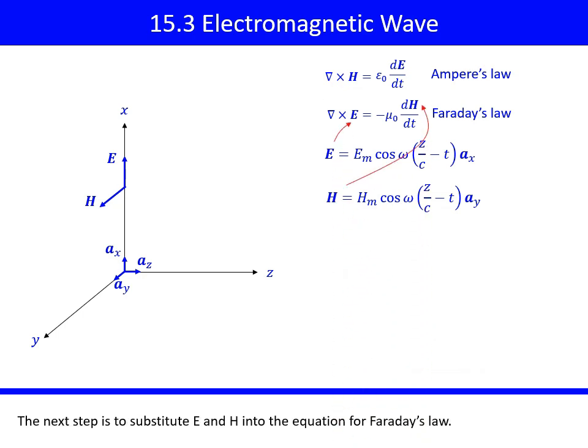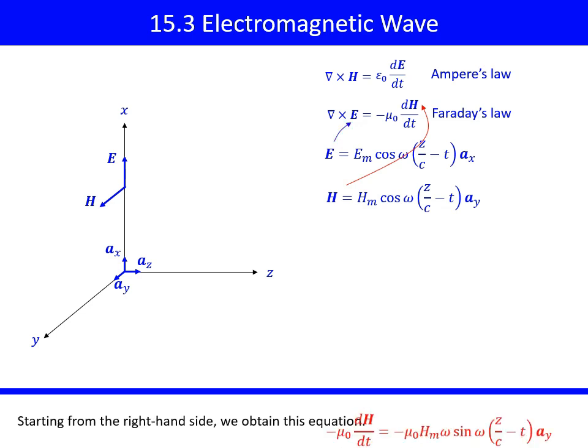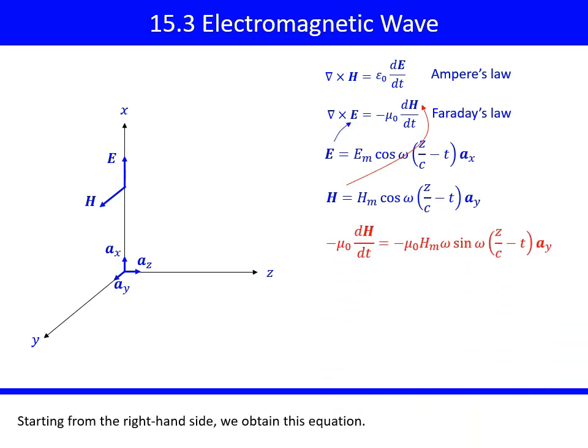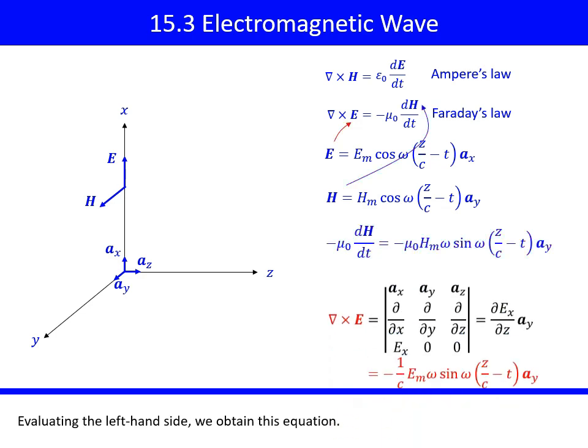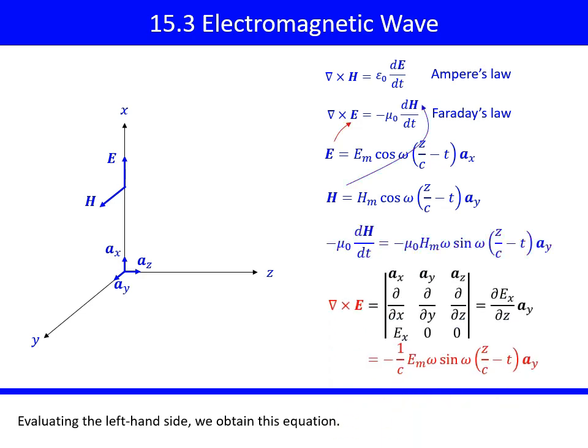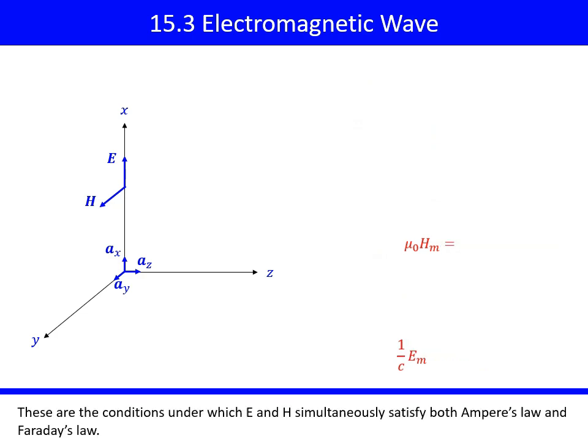The next step is to substitute E and H into the equation for Faraday's law. Starting from the right-hand side, we obtain this equation. Evaluating the left-hand side, we obtain this equation. If these terms are equal, Faraday's law is satisfied. These are the conditions under which E and H simultaneously satisfy both Ampere's law and Faraday's law.